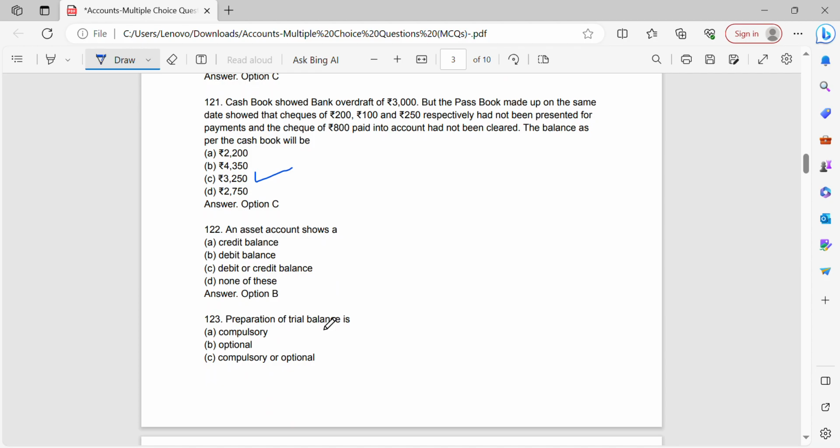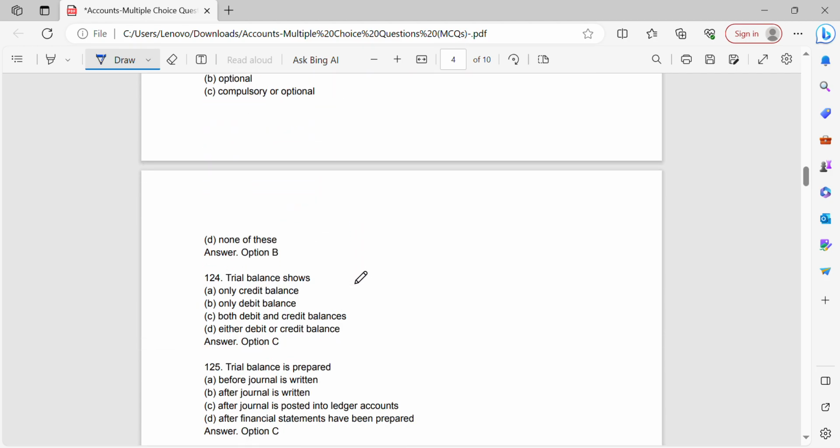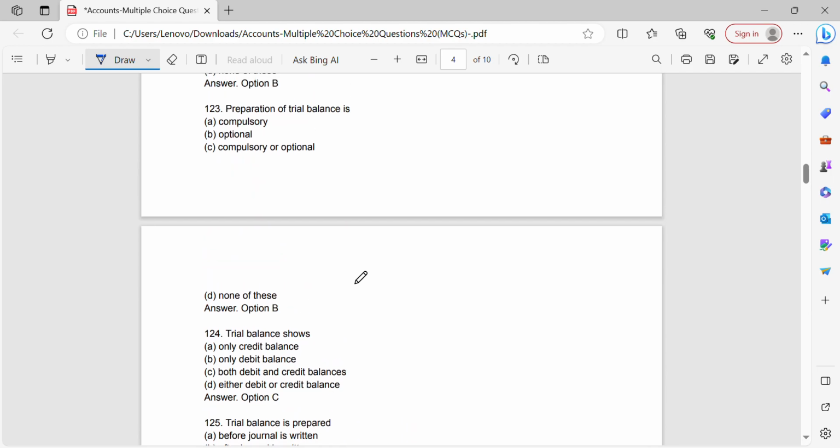Next question: an asset account shows option A credit balance, option B debit balance, option C debit or credit balance, option D none of these. The answer to this question is option B, debit balance. Preparation of trial balance is compulsory or optional, D none of these. B, optional.